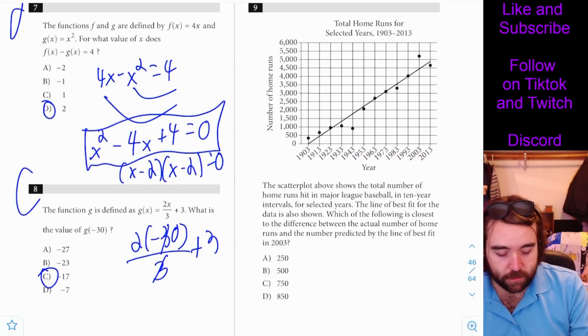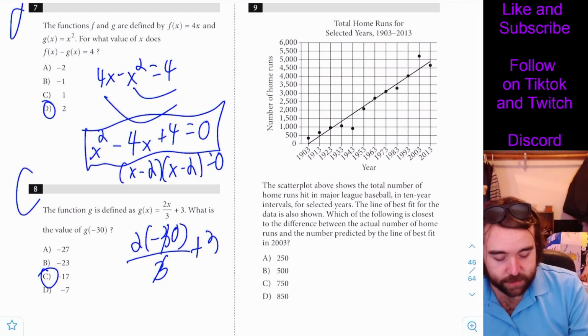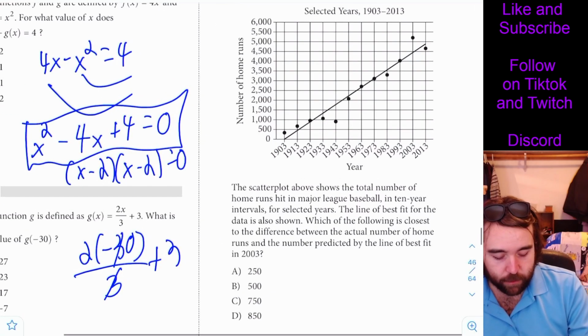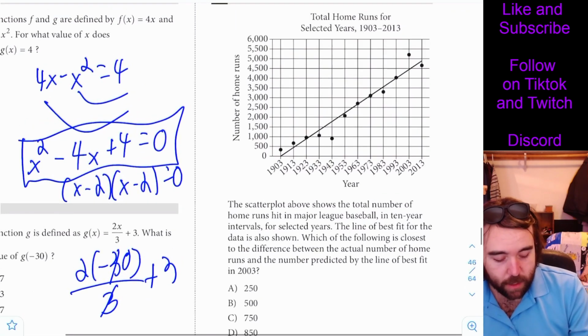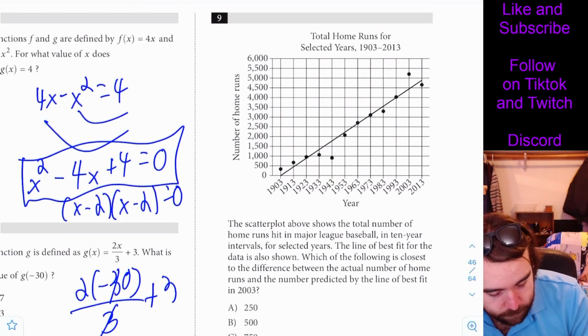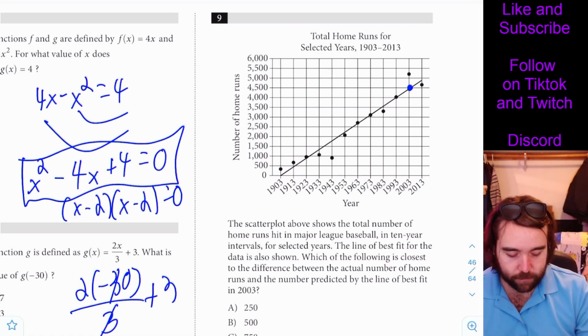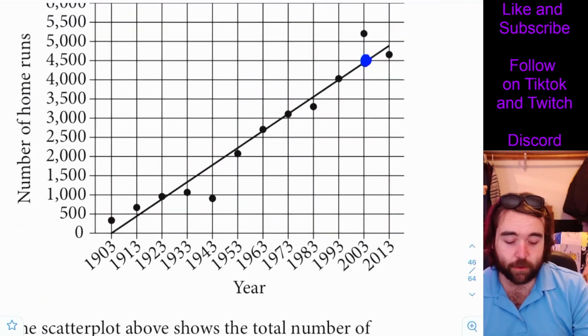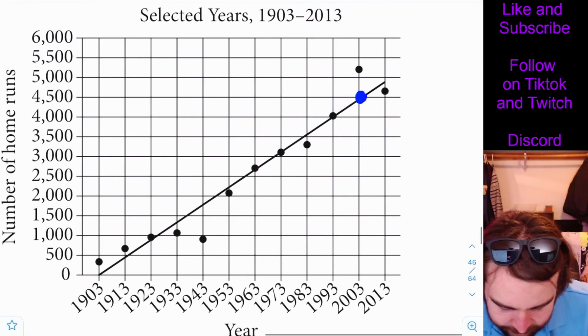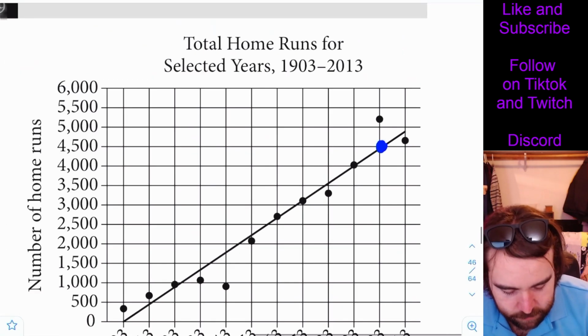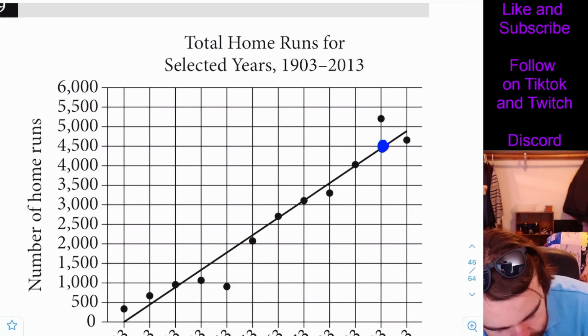All right, so now we got a scatter plot. Which of the following is the closest to the difference between the actual number of home runs and the number predicted by the line of best fit home runs in 2003? Nice, they made it perfect for us. So remember, the line is the predicted value, and the dot is the actual value. They don't talk about one minus the other, they're just talking about the difference. So we just got to look at how far away these are.